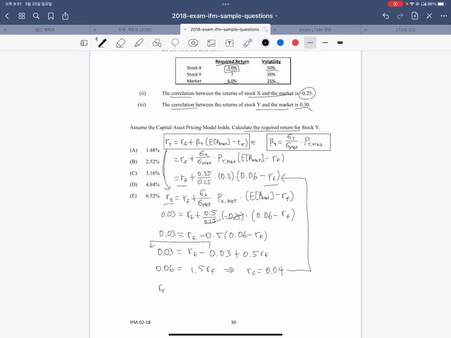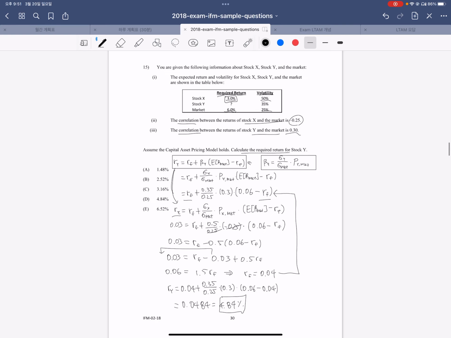So all we need to do is to plug in this value to this formula. So the required return of Y is 0.04 plus 0.35 over 0.25 times 0.3 times (0.06 minus 0.04). And when we calculate this, we get 0.0484, which is 4.84%. So the answer is D.